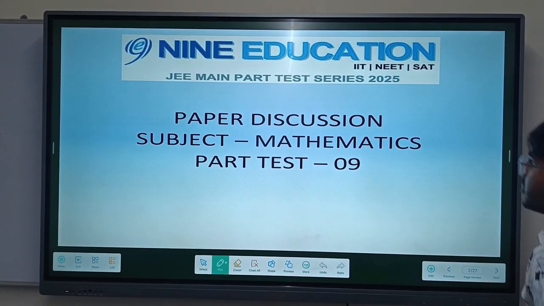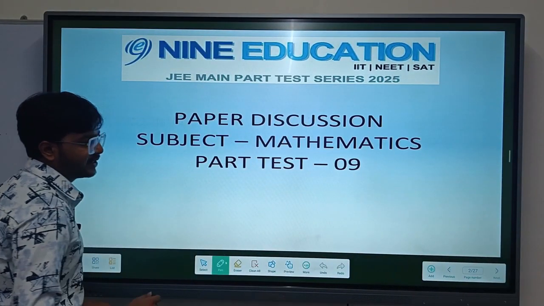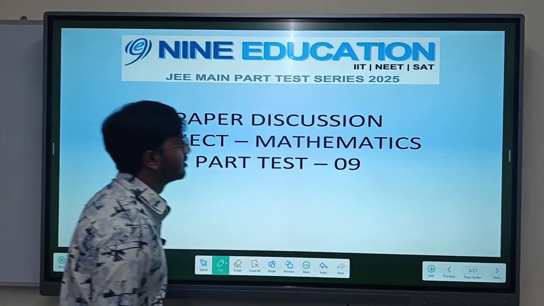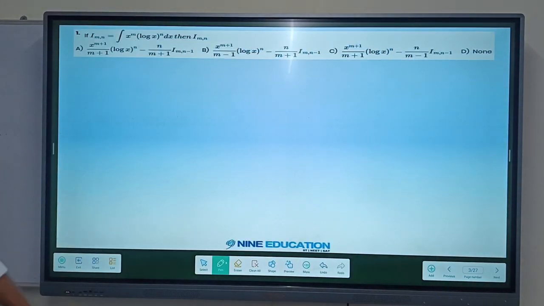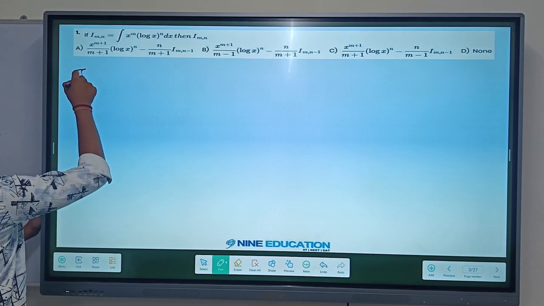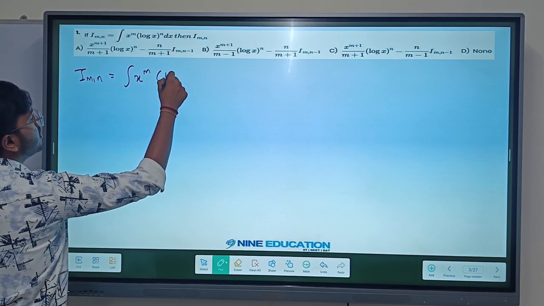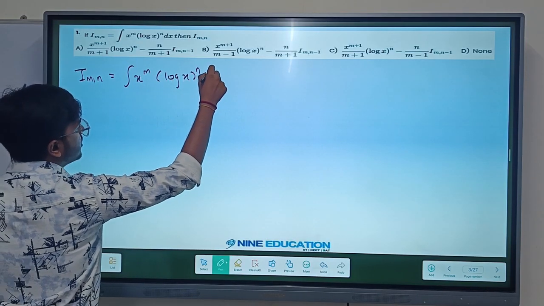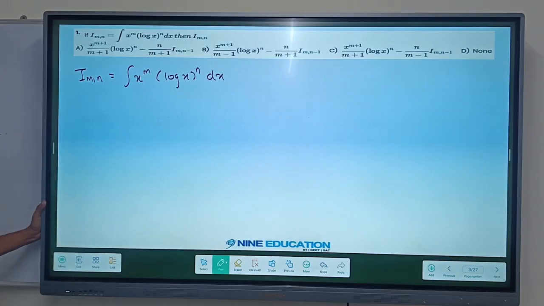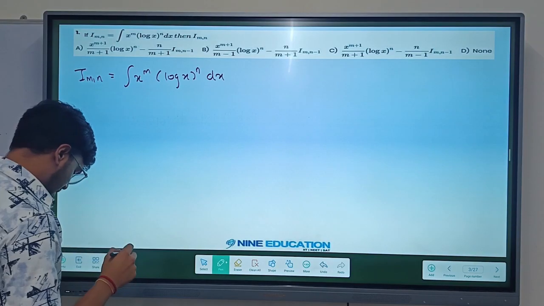Alright, let's start with our paper discussion for maths for part test 9. So the first question which we have is based on indefinite integration. Imn is given as integration of x power m into log of x power n dx. So two different kinds of functions are given. It is better to use integration by parts.